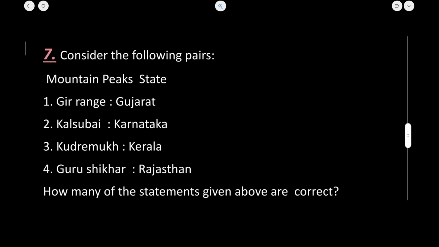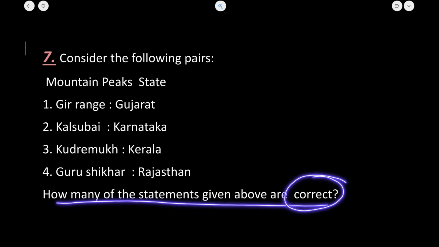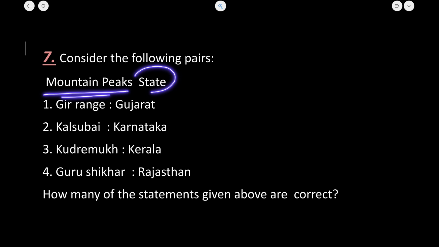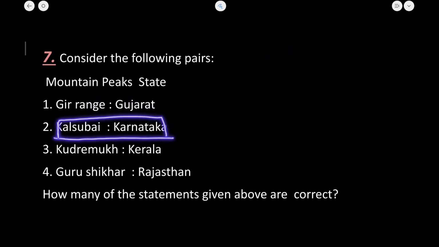Now let's see the next question, that is question number 7. How many statements given here are correct? Now this is mountain peak and this is state. Gir range is there in Gujarat. Gir National Park we know is famous for the Asiatic lions. So obviously this Gir range is in Gujarat, so this is absolutely correct. Now if I talk about Kalsubai, this Kalsubai is in the region of Western Ghats around Maharashtra and not Karnataka. So this one is wrong.